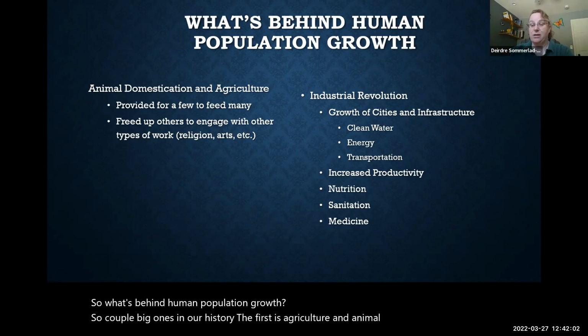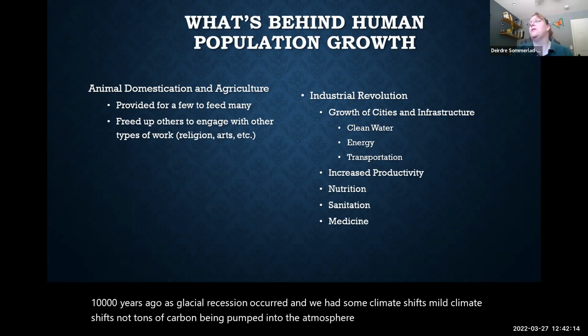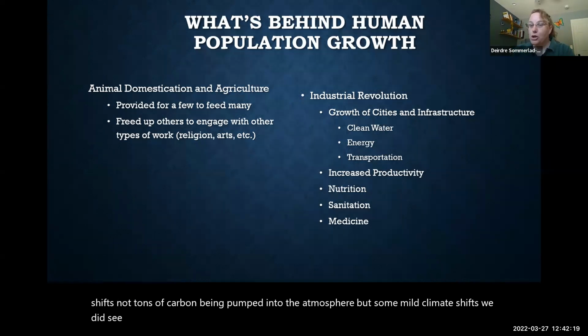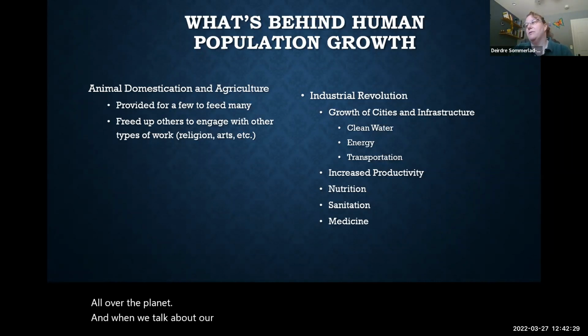So about 10,000 years ago, as glacial recession occurred and we had some climate shifts, mild climate shifts, not tons of carbon being pumped into the atmosphere, but some mild climate shifts. We did see the creation of agriculture and domestication in a multitude of hearths all over the planet. And when we talk about our agriculture lecture, we'll talk about some of that.